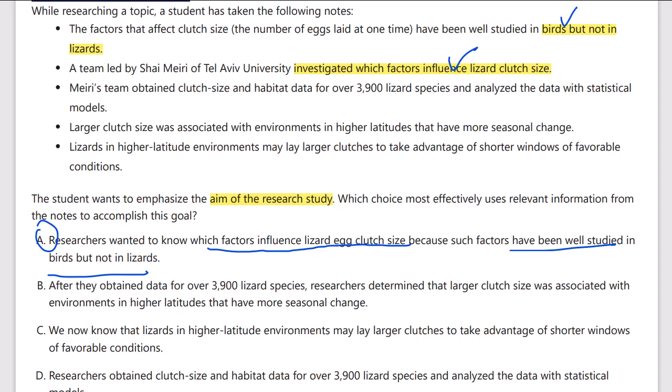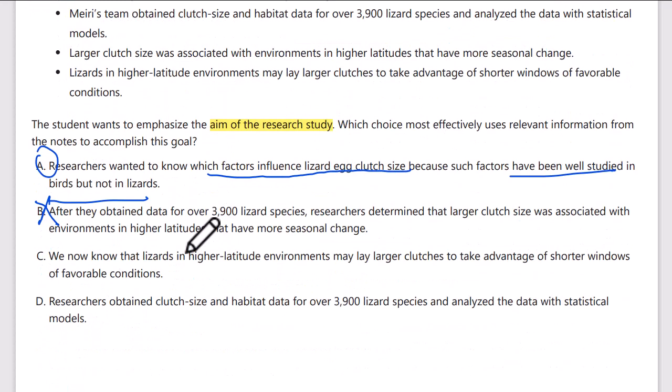Let's just check B, C, and D. B: after they obtained data for over 3,900 lizard species, they determined... nope, that's the findings. Okay? And a bit of the method as well. C: we now know that lizards in higher altitude environments lay an advantage to short... No, that's some kind of conclusion we would draw from this. That's one of the findings there. D: researchers obtained clutch size and habitat data for over... No, that is definitely methodology.